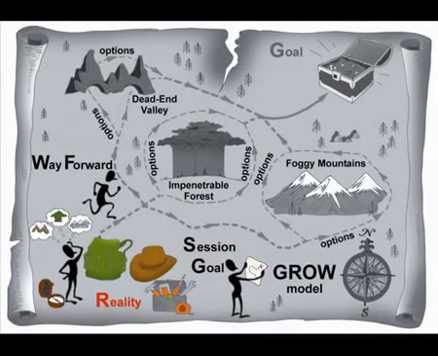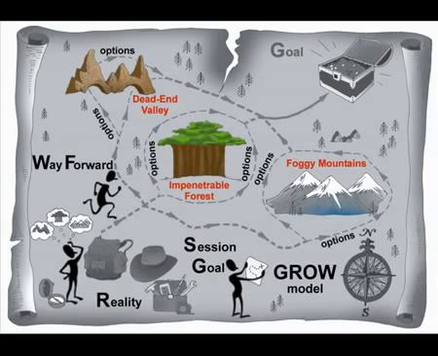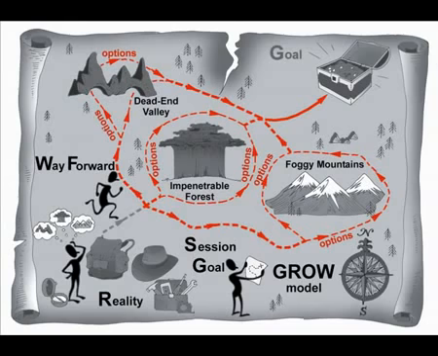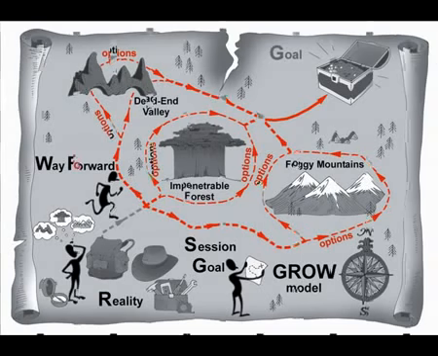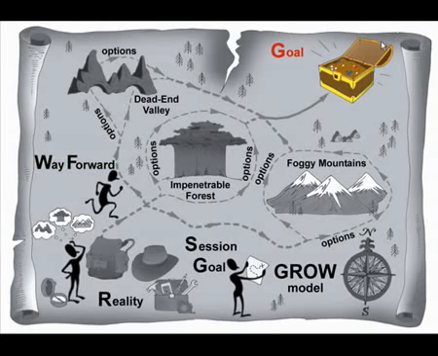The reality is the start point, where the client is now in relation to their goal. The obstacles are what stops the client going directly from where they are to where they want to be. The options are the routes around the obstacle to get to the goal. The way forward is the client actually starting on the journey. Having had an overview of the process, let's look at each of the stages in more detail.